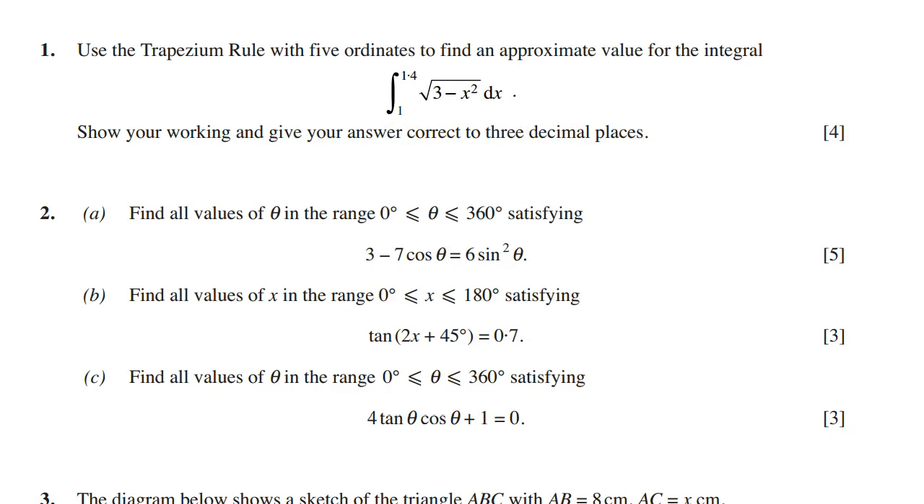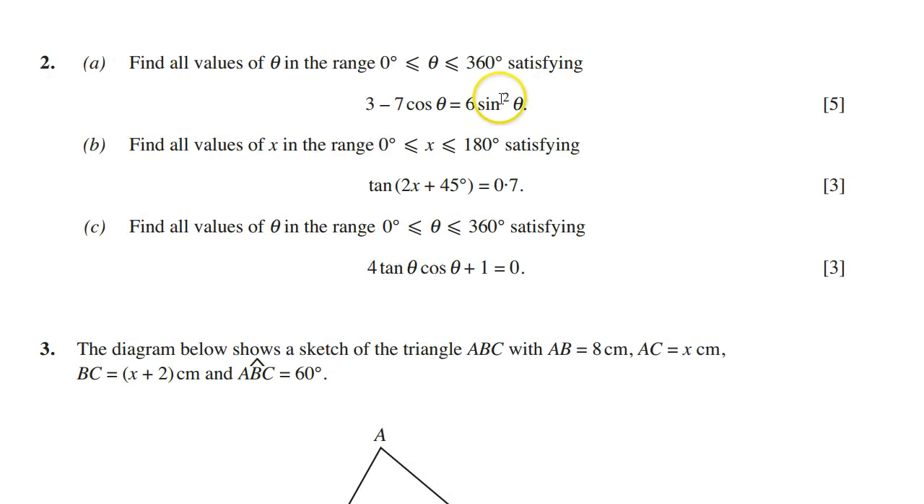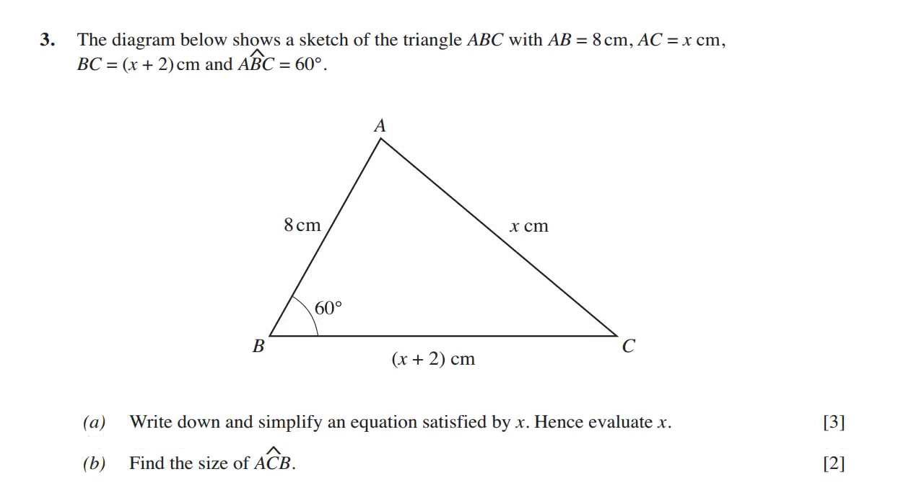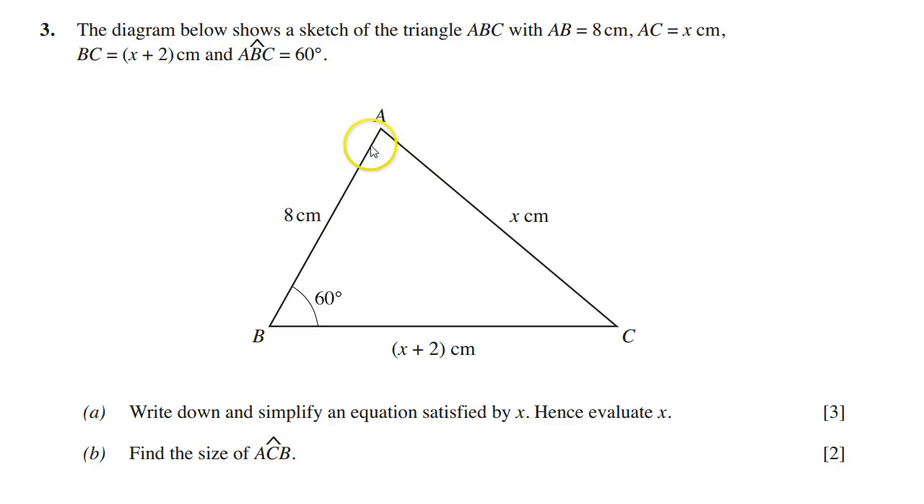Question 2 is on trig. These are all very standard trig equations and very easy to solve trig solutions, although again they might be time consuming. So that's question 2 on trig. Question 3 is on geometry of the triangle. Looks like we're going to use the cosine rule because we've got 3 sides and an included angle, and then we'll probably use the sine rule. So this is fairly easy and straightforward to do.